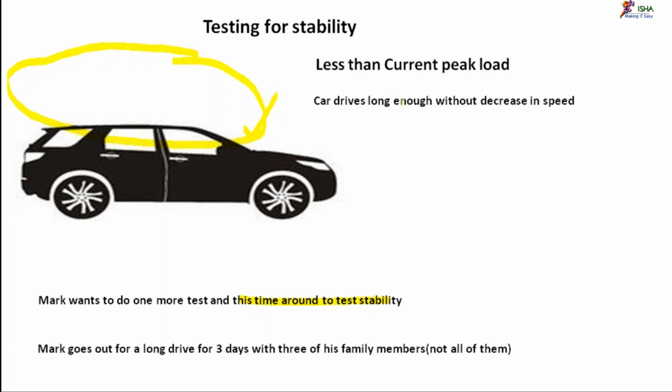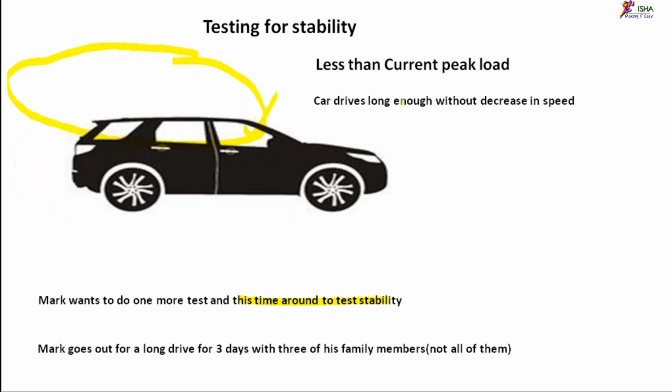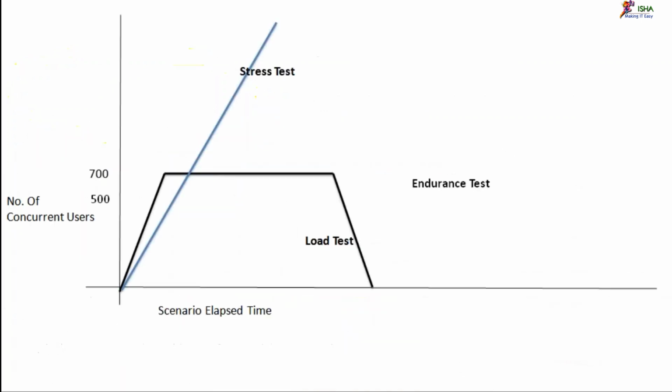So you never know, the car engine might heat up, the tires might go flat. We never know what all can happen. So he wants to test that there is no decrease in the speeds, if he's continuously driving for 3 days. That's exactly what you're doing with your application as well. So you see, performance testing is testing the application for speed, scalability and stability. Speed we have seen, that is the first test, which is the load test. Now we are looking at the stability part. So that is nothing but the endurance test or soak test. The test for stability is nothing but the endurance test or soak test.